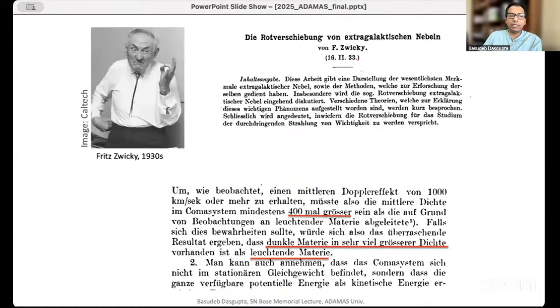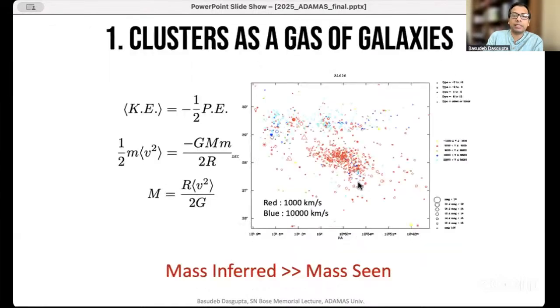In fact, when Fritz Zwicky, who was a Swiss American astronomer working at Caltech, did that, he found that the total mass in this region was 400 times larger. This is in German, but he says it's 400 times larger than the sum of the masses of the galaxies that you can see. So each of these galaxies has a mass. You can then add up all of those masses, but you find that the inferred mass, this capital M, is almost 400 times larger than the masses that you can see.